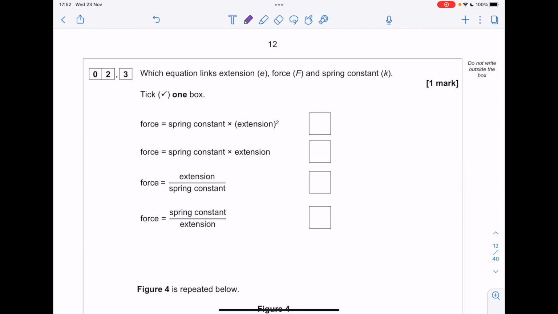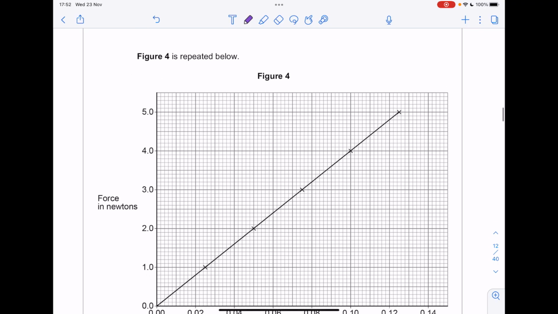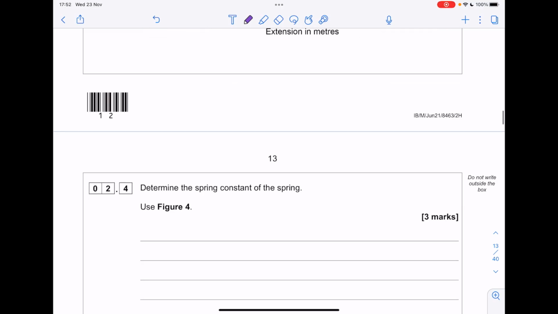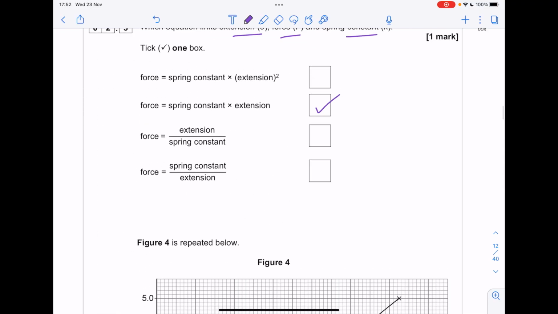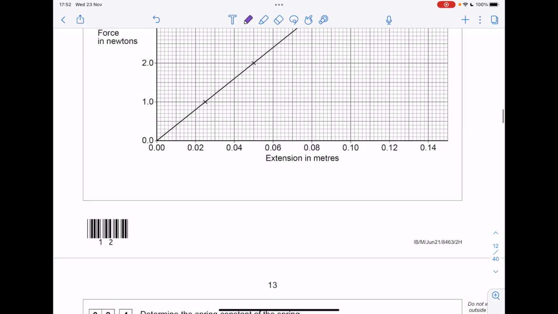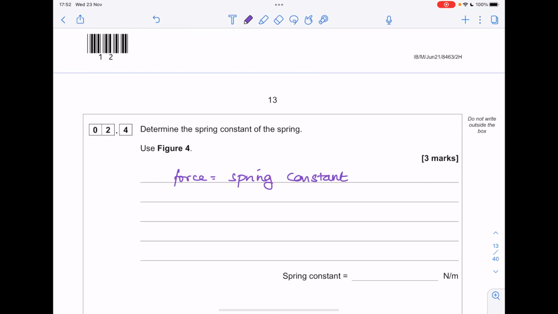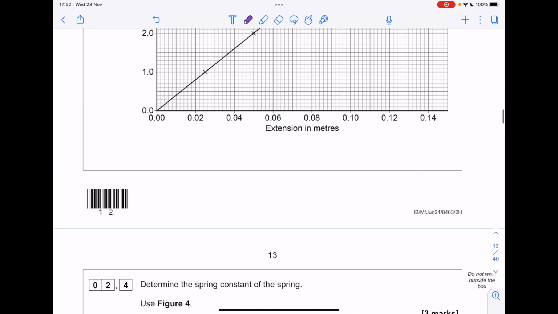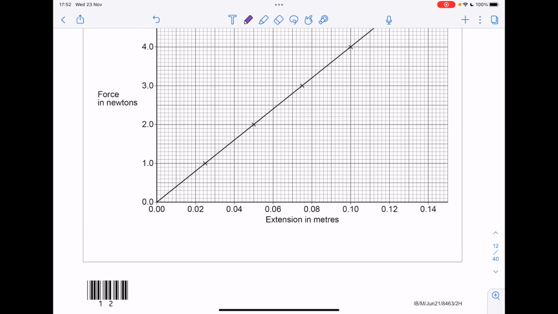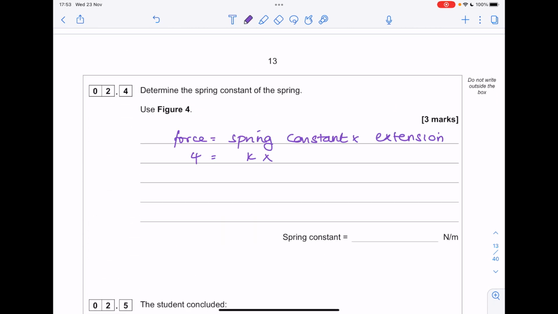Which equation links extension E, force F and spring constant? It's this one here. Figure 4 is repeated below. Determine the spring constant of the spring. So let's use that equation, force equals spring constant times extension. Doesn't really matter which one we pick. Let's use this point here. So our extension was 0.1 meters and our force was 4. To find K, we divide both sides by 0.1 to get a value of 40.